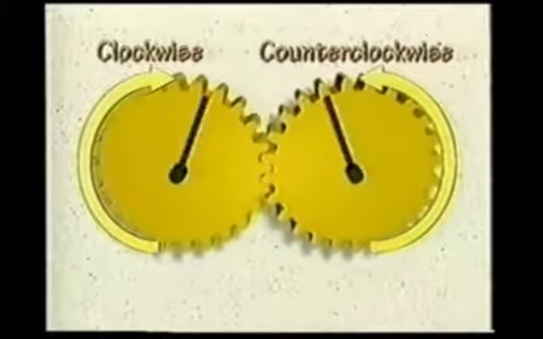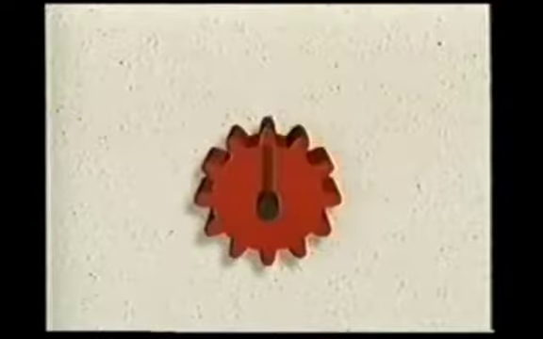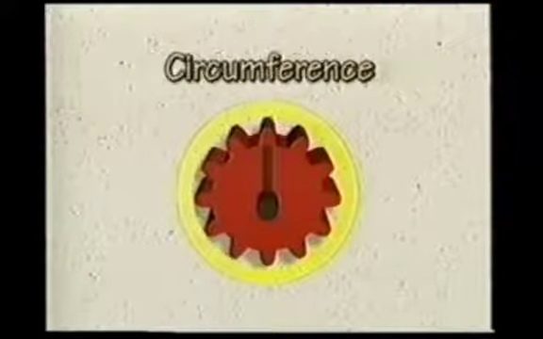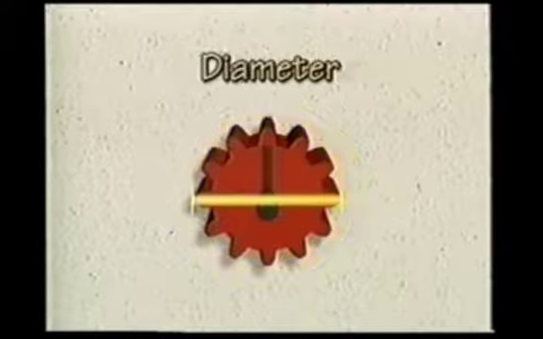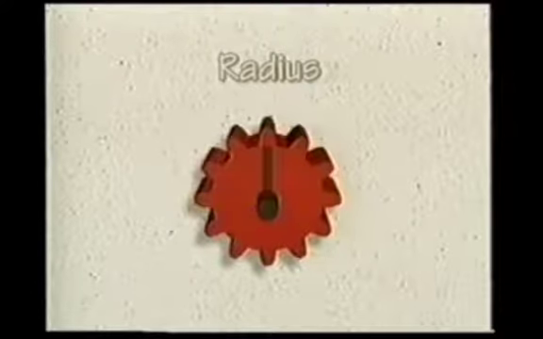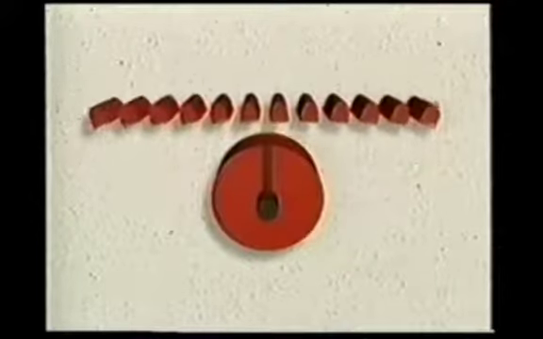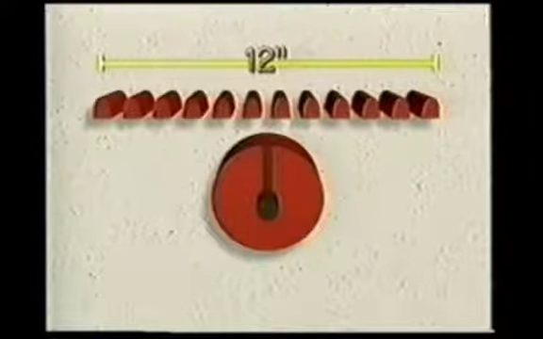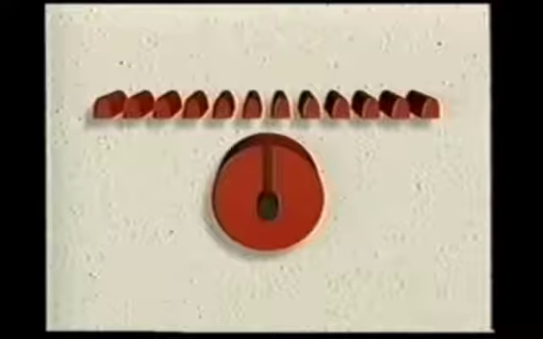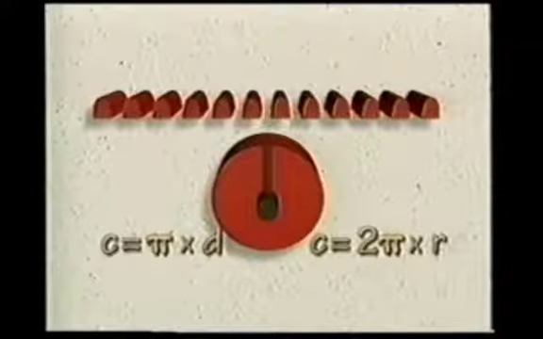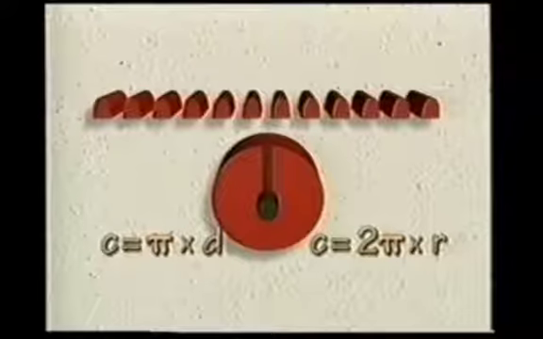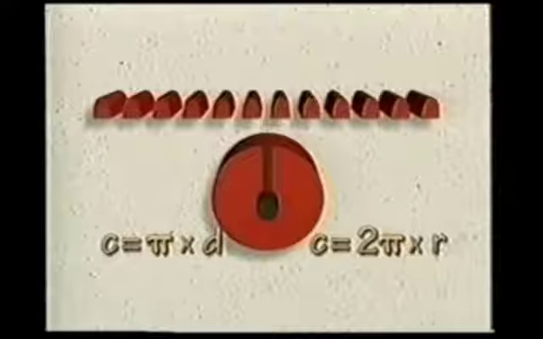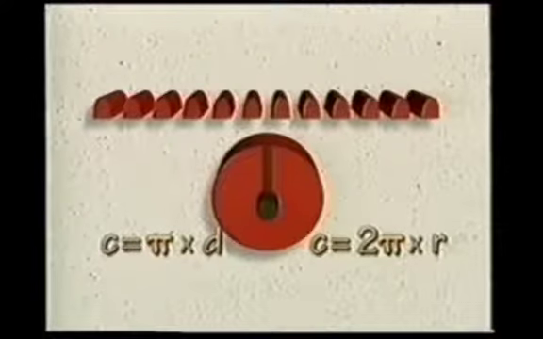Now, these two gears are the same size, but gears can come in all different sizes. The size of a gear can be measured by its number of teeth, by its circumference, its diameter, or its radius. This gear has 12 teeth. If each tooth is 1 inch wide, then the circumference of the gear is 12 inches long. There are other accurate ways to measure the size of a gear, since we know that the circumference of a circle is pi times the diameter, and 2 pi times the radius. The circumference, the diameter, and the radius are all equally good measures of the gear size.